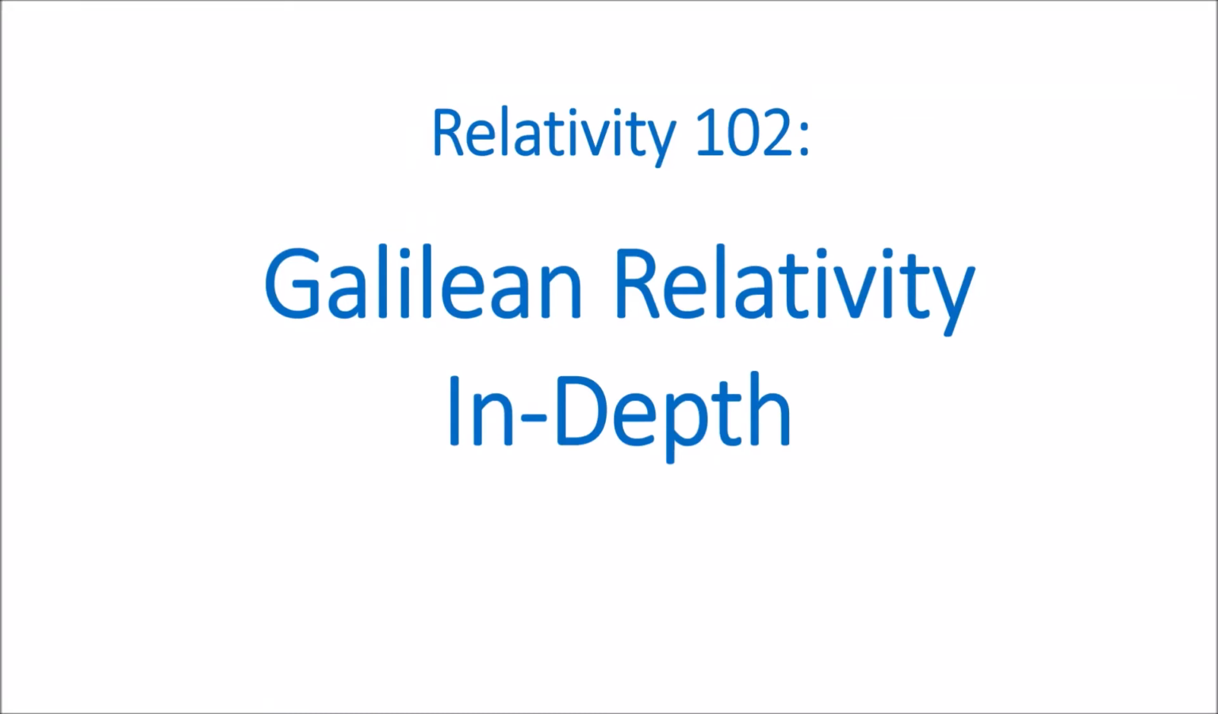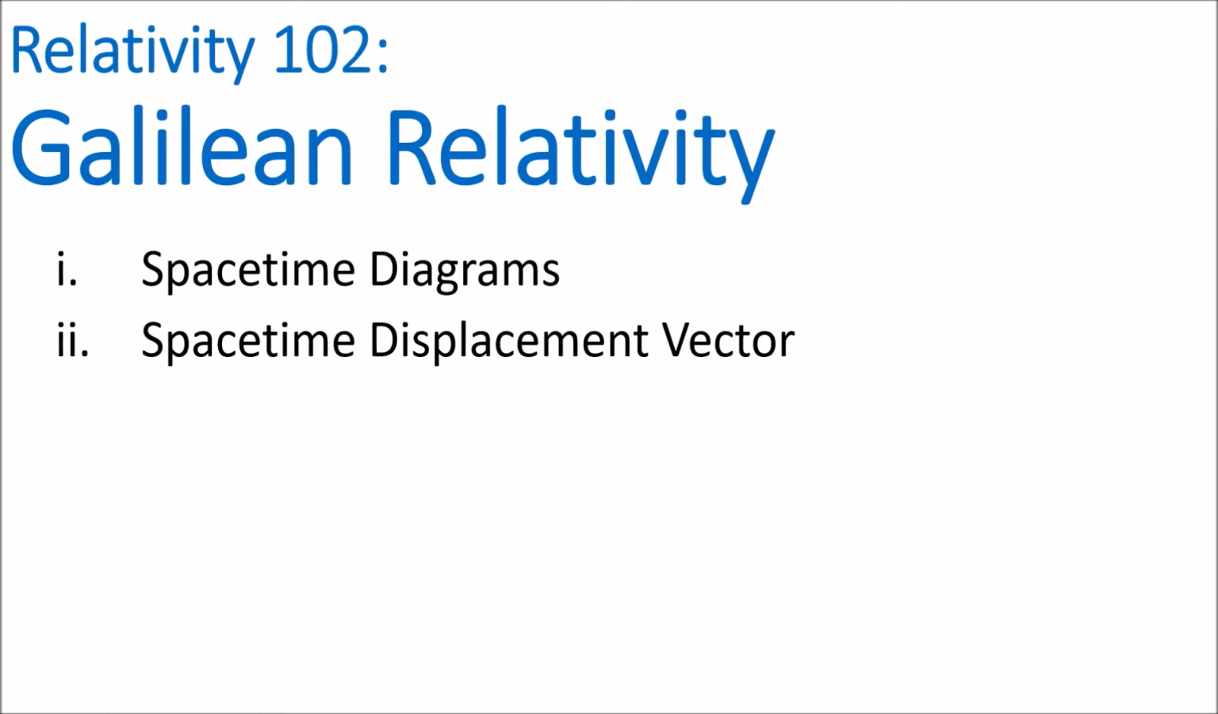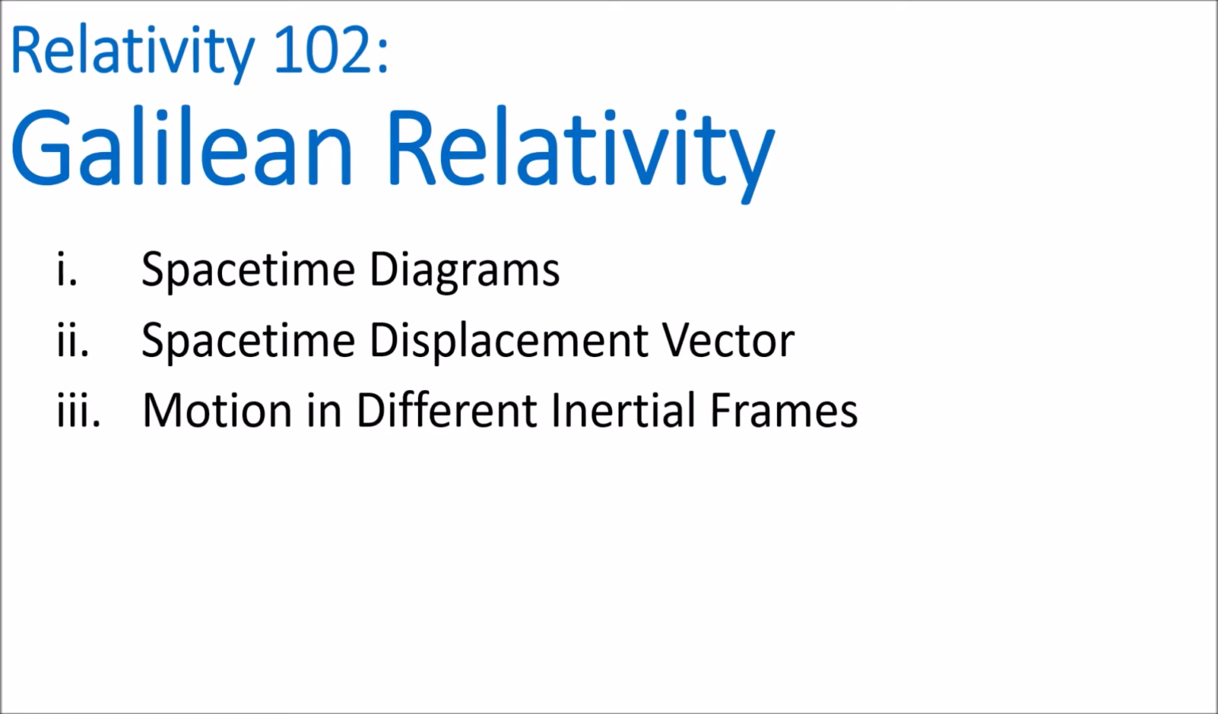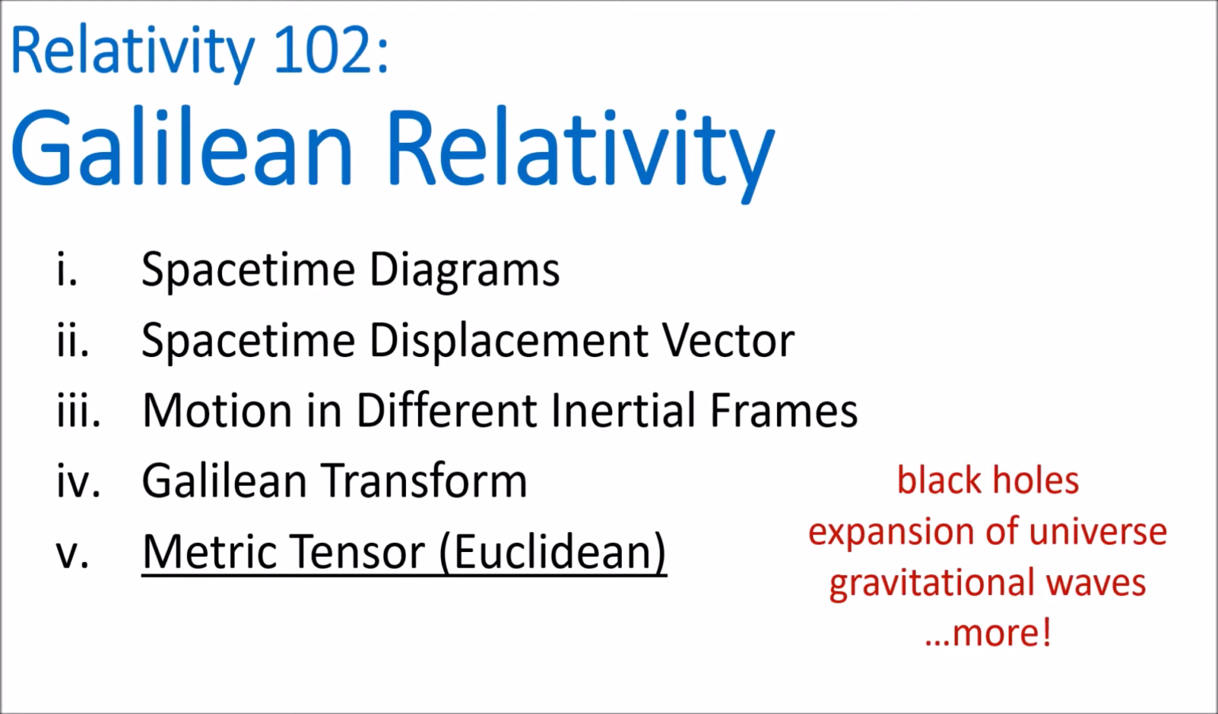Welcome to Relativity 102, Galilean Relativity in Depth. In Relativity 102, we'll cover space-time diagrams, the space-time displacement vector, motion in different inertial frames, the Galilean transformation, and the metric tensor in Euclidean space. Much later in the series, the metric tensor will help us explain black holes, the expansion of the universe, gravitational waves, and many other predictions of relativity. But for now, we're just going to cover the metric tensor in Euclidean space.